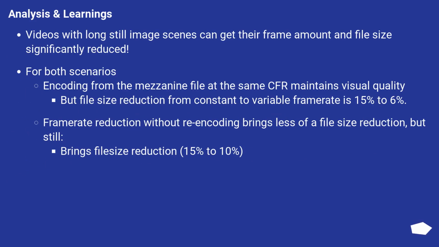Analysis and learnings: videos with long still image scenes can get their frame amount and file size significantly reduced. For both scenarios, encoding from the mezzanine file at the same CFR maintains visual quality, but file size reduction from constant to variable frame rate is 15% to 6%. Frame rate reduction without re-encoding brings less of a file size reduction, but still brings file size reduction, 15% to 10%.